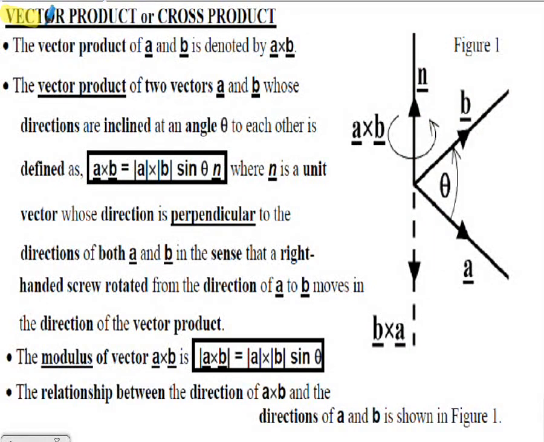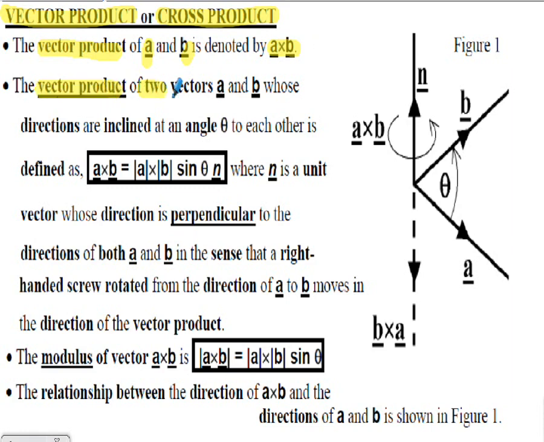Let's consider a vector product, sometimes termed a cross product. A vector product of A and B is denoted by A cross B, and it's essential in this presentation when we're dealing with vector products we use this cross notation. If you recall from our previous presentation on scalar products, we used a dot between vectors A and B to represent the scalar product or dot product, but within vector products we must use the cross notation between the vectors.